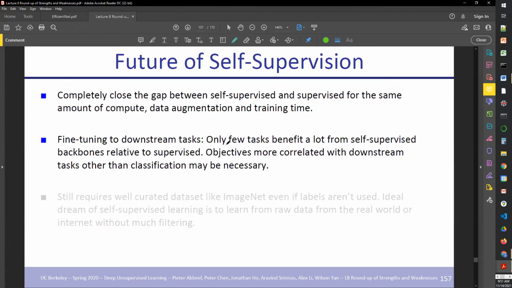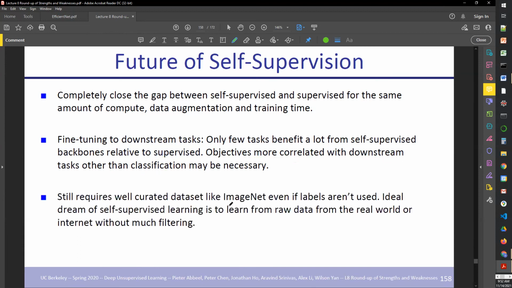And then obviously the other element is some of the tasks, and we already saw that benefit. Classification is a simple one, but as he pointed out, that's not the only one. You need to take the backbone of representation learned here and apply it to, say, detection, segmentation, and so on, and then see whether you can get the same results as supervised learning. This necessitates, as we already discussed, that objectives more correlated with the downstream tasks, rather than just classification, may be required.